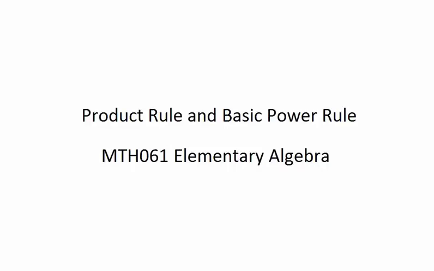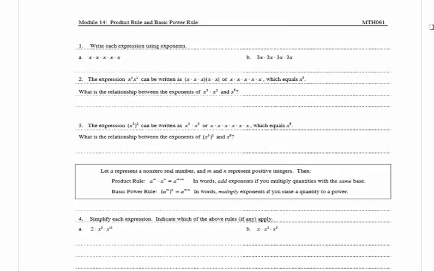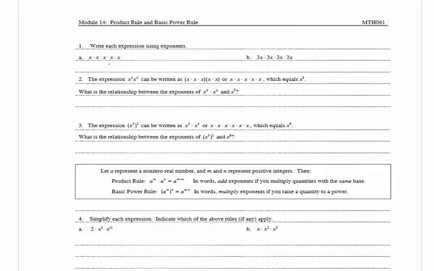In this video, we're going to be looking at the product rule and the basic power rule. In 1, it wants us to write each expression using exponents. In A, we have x times x times x times x times x. And we have 5 factors of x. So we can write this as x to the 5th. X is our base, and 5 is how many factors of that base we had.